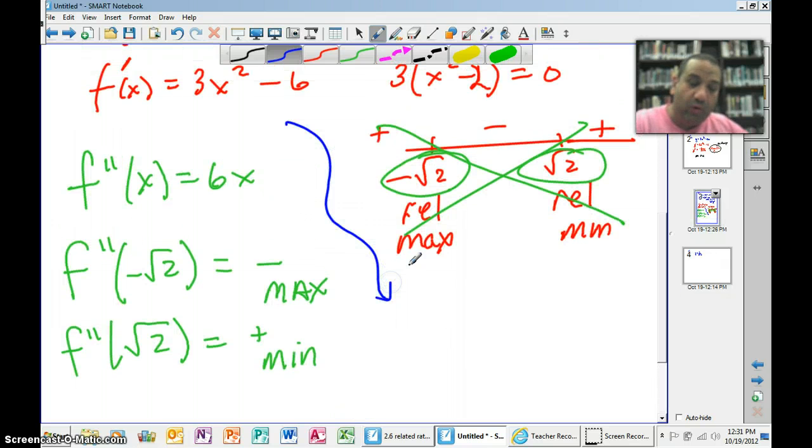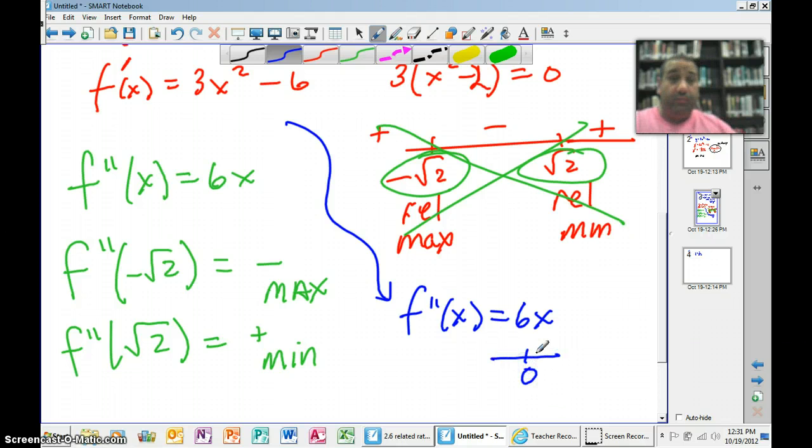So now for POI, it would just be f double prime of x equals 6x. And then 0 would be my possible point of inflection. Okay. So we check the left, it's negative. Check the right, it's positive. So it goes from negative to positive. Watch the hands.